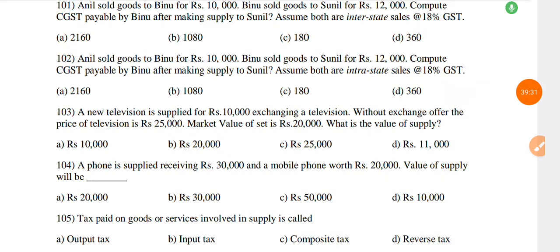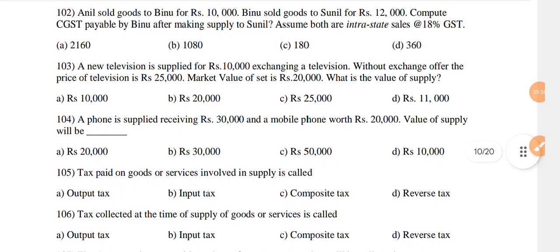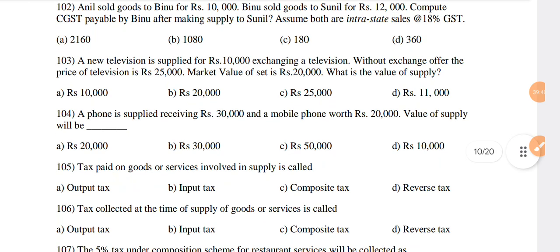Next question, a new television is supplied for rupees 10,000 in exchange for an old television. Without the exchange offer, the price of the television is rupees 25,000. Market value of the old set is rupees 20,000. What is the value of supply? Option A 10,000, B 20,000, C 25,000 and D 11,000. The correct option is C.